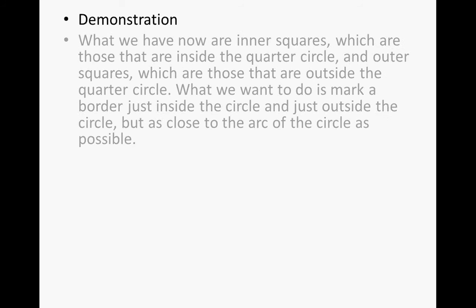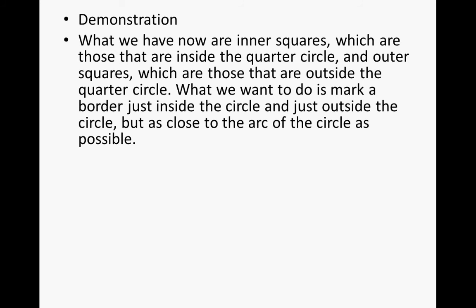All right, so you should have a quarter circle drawn. What we now have are inner squares, which are those that are inside the quarter circle, and outer squares, which are those that are outside the quarter circle. What we want to do is mark a border just inside the circle and just outside the circle, but as close to the arc of the circle as possible.